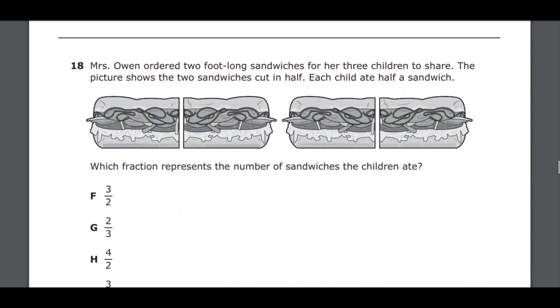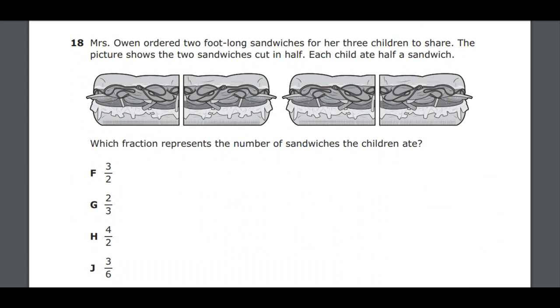Number 18. Miss Owens ordered 2 foot-long sandwiches for her 3 children to share. The picture shows the 2 sandwiches cut in half. Each child ate half a sandwich. Which fraction represents the number of sandwiches the children ate?